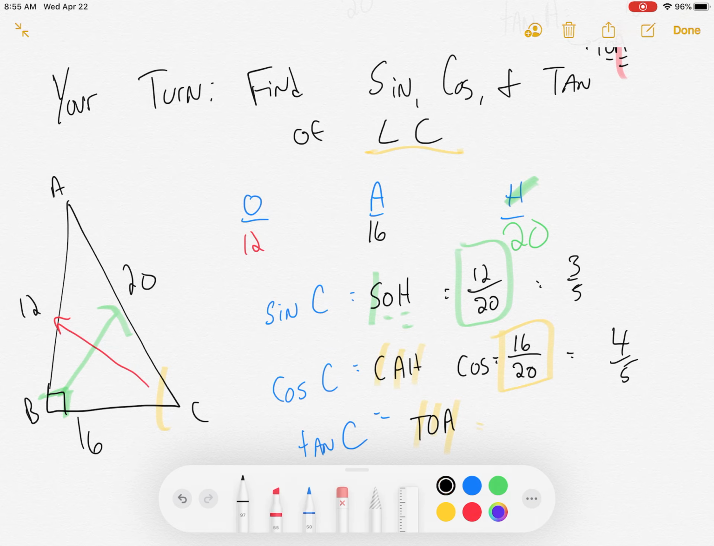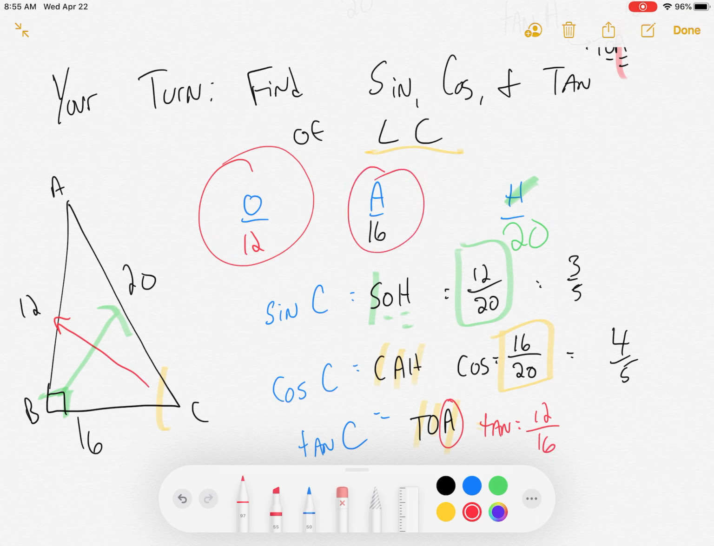Last but not least, tangent is TOA. Tangent is opposite over adjacent. So we'll do this in red. So tangent is opposite value. My opposite value is 12 over my adjacent value. Adjacent value is 16. Again, I can reduce that, divide both numbers by 4. 12 divided by 4 is 3. 16 divided by 4 is 4. You would get tangent is 3 over 4. But right now I'm more concerned with, can you get 12 over 16? If you get any of the highlighted answers for these, I'm okay with it.